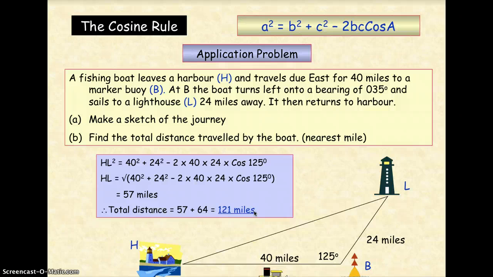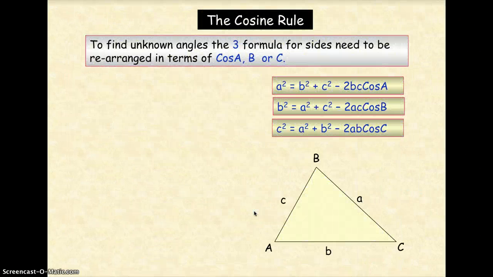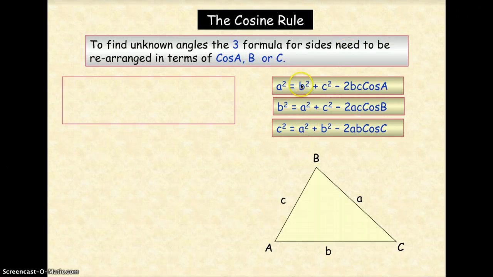Now let's use the cosine rule for finding the missing angle. To find the missing angle, we need to rewrite or rearrange the formula. Using the cosine rule that we used at the beginning when trying to find the missing side, we're going to rewrite it. Since we're trying to find the angle A, let's move this term to the other side.